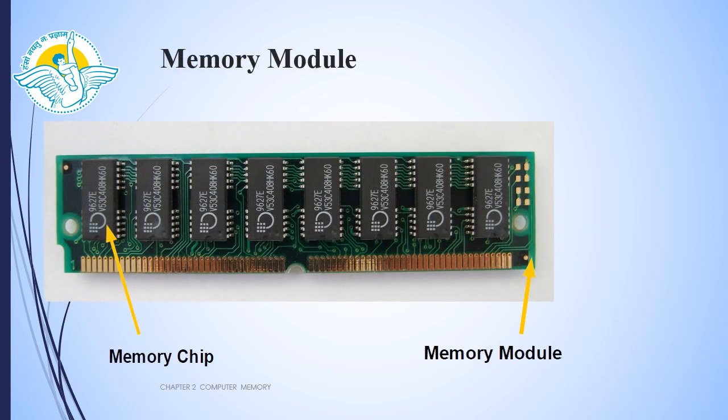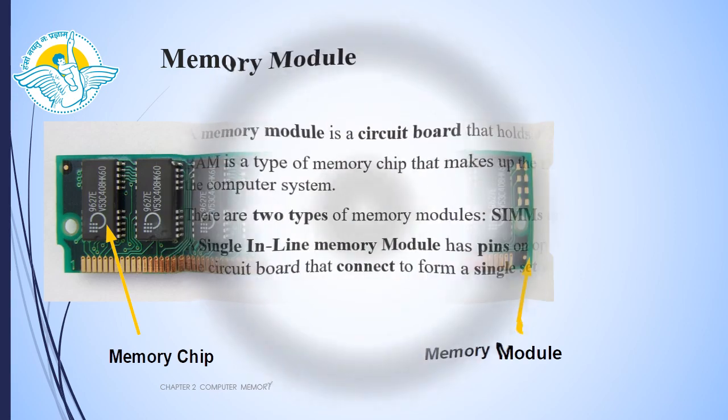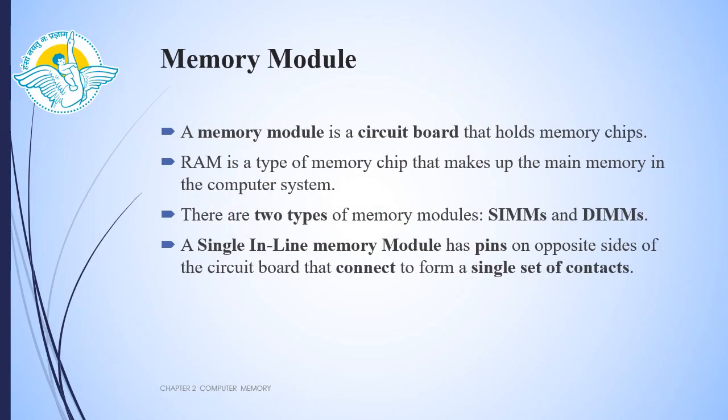This is a picture of a memory module. You can see here that several memory chips are mounted on the memory module. Let us understand on the next slide what is memory module. A memory module is a circuit board that holds memory chips. RAM is a type of memory chip that makes up the main memory in the computer system.